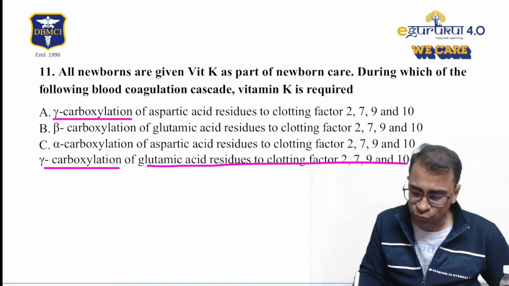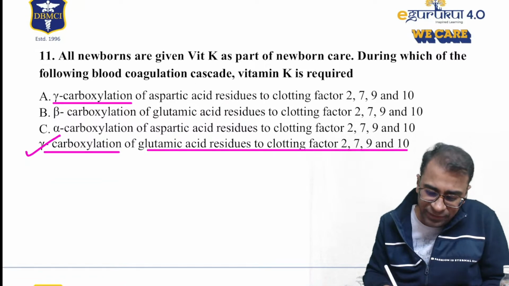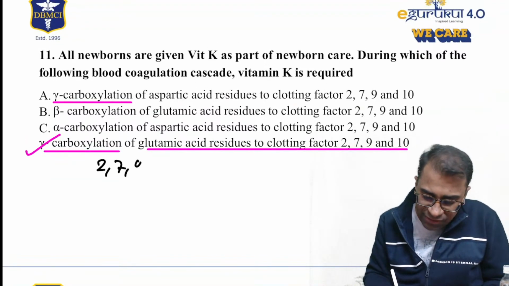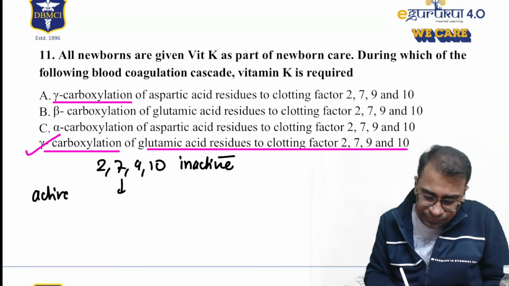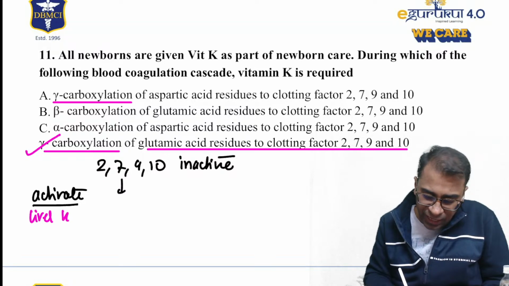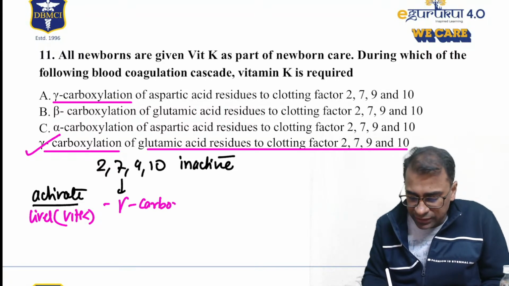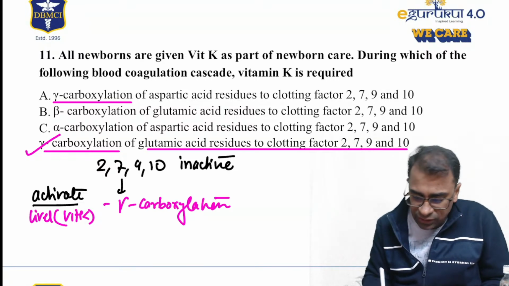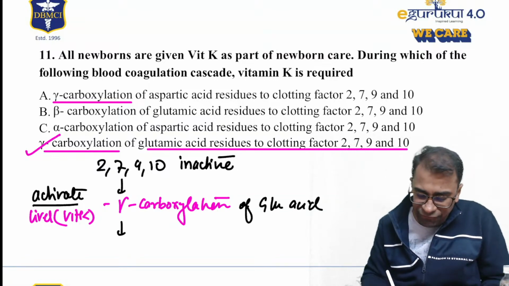Yes, glutamic acid of factors 2, 7, 9 and 10. So the answer is D. The best answer is 2, 7, 9 and 10. So what happens? If you talk about 2, 7, 9 and 10, they are all inactive initially. Now to activate them, the site is the liver, and with the help of vitamin K, there is a gamma carboxylation. The moment there is a gamma carboxylation of the glutamic acid, the active factors come out.